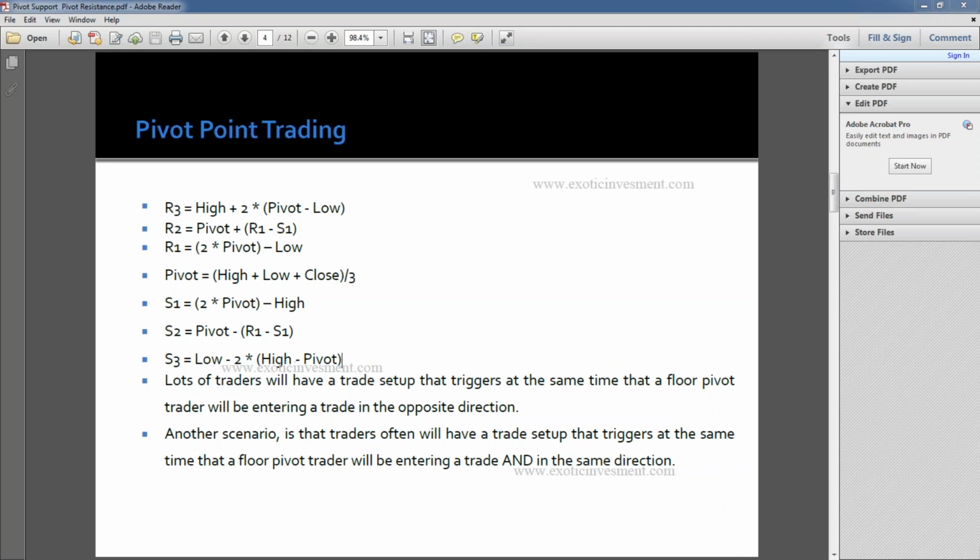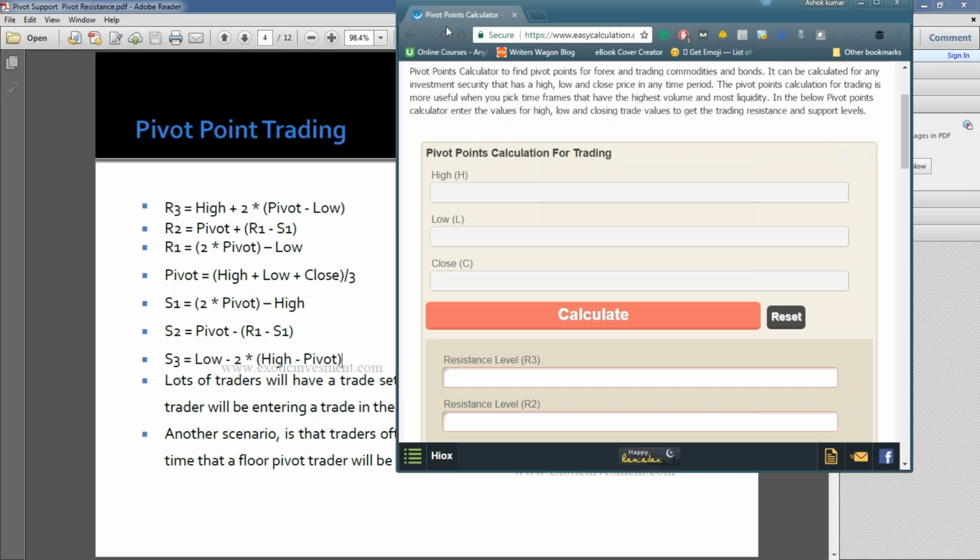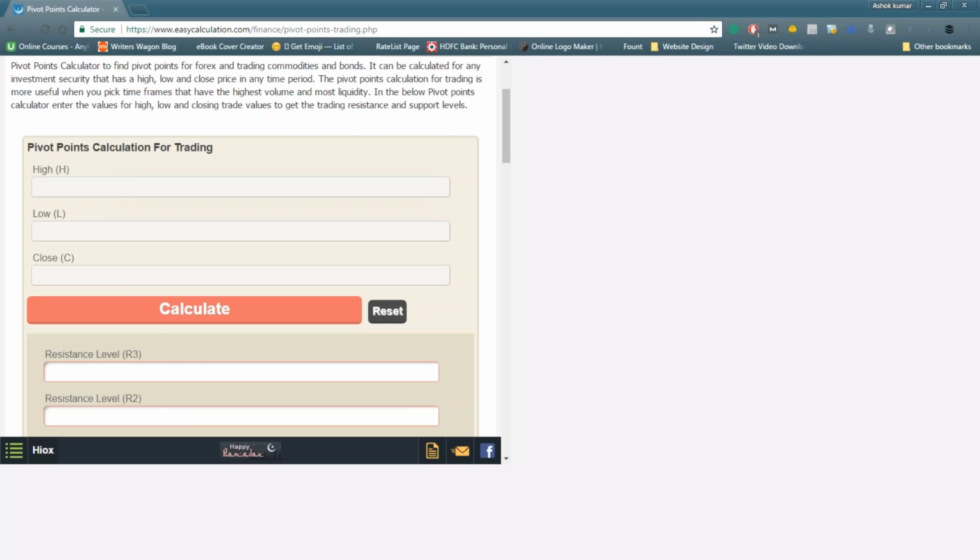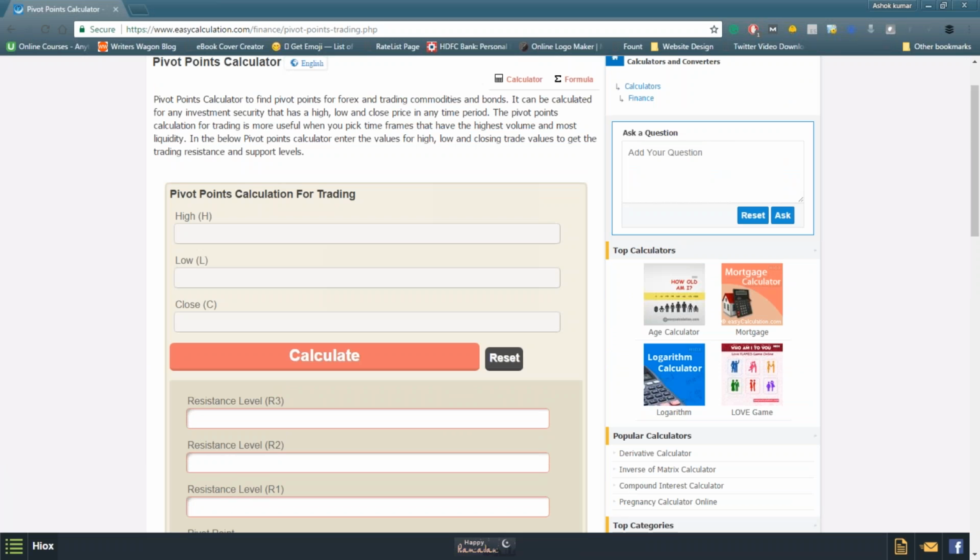The only thing is, it is just an indication that at this particular point the market may go up or the market may go down. That is the indication the pivot support and resistance gives. Okay, I just want to give you a calculator. The only thing you need is the high, low, and close.